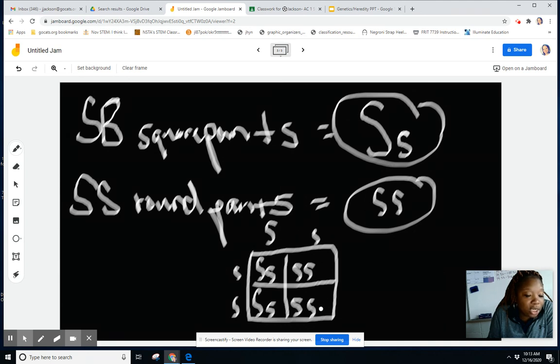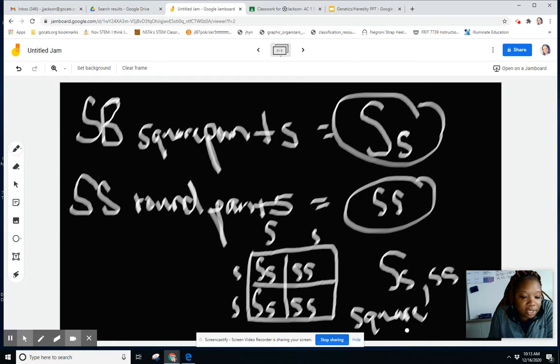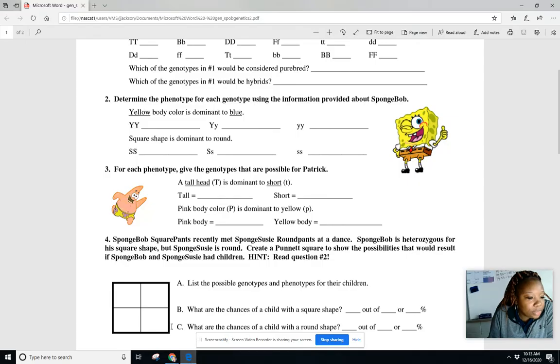So the possible genotypes are going to be big S, little s, comma, little s, and then the possible phenotypes, which big S, little s means square shape, and then little s means round shape. Okay. So we did part A. Now we're going to go to part B.